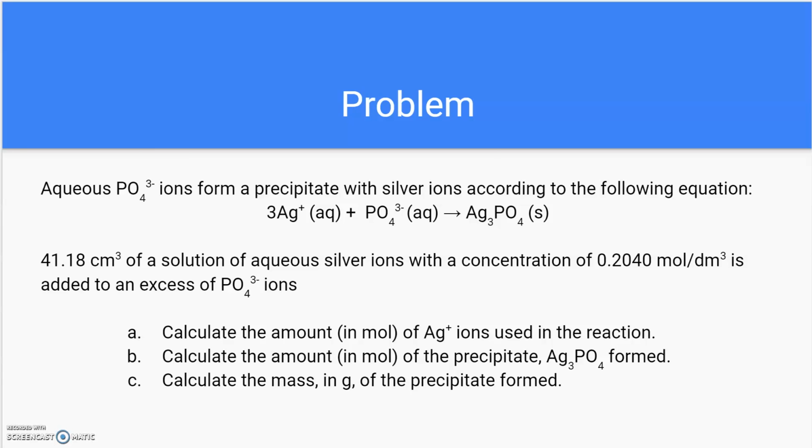The questions to be answered are A. Calculating the amount in moles of silver ions used in the reaction. B. Calculating the amount in moles of the precipitate silver phosphate formed. And C. Calculate the mass in grams of that same precipitate.